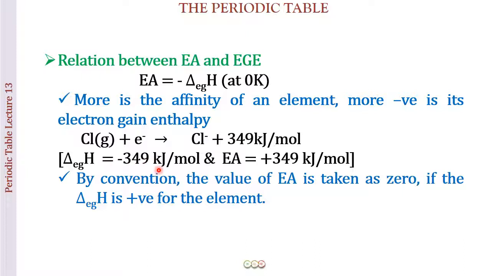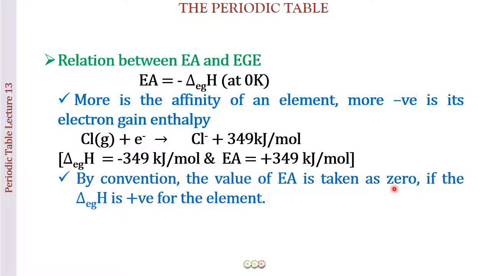Now, while we are talking about the negative electron gain enthalpies, this is fine. We will just be reversing the sign and writing the values. But what happens when we have the delta H values to be positive? When the delta H values are positive, this means that the value for electron affinity is going to be negative. But what we take as convention is whenever the electron affinity values are seen to be negative, we take the value of electron affinity to be 0.